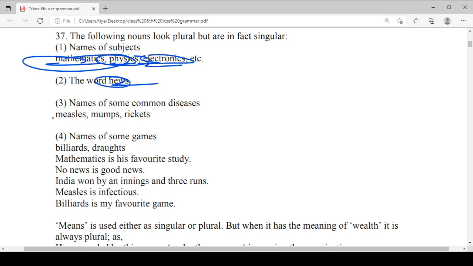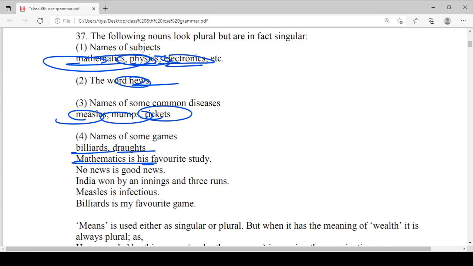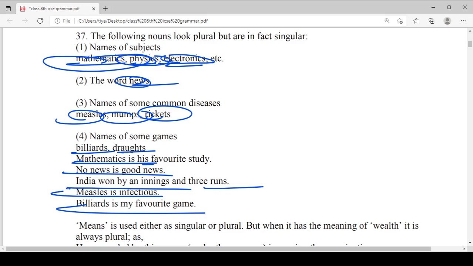Some disease names, measles, mumps, rickets, all these disease names are also singular. Okay, names of some games, billiards, draughts. Mathematics is his favorite study. No news is good news. India won by an innings and 3 runs. Measles is an infectious disease. Billiards is my favorite game. So use these kinds of words with a singular verb, but don't think that they are plural.